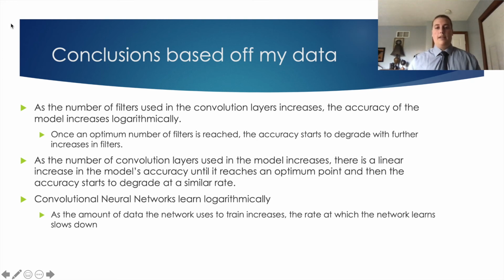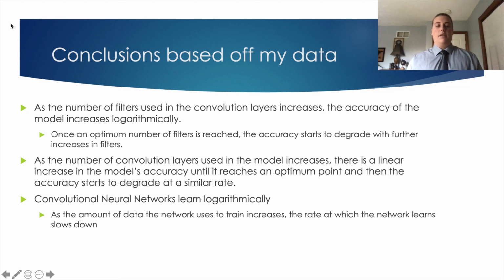So the conclusions that I made based on my data was that as the number of filters used in the convolutional layer increases, the accuracy of the model also increases logarithmically, but you reach an optimum number at some point, and after that's reached, the accuracy degrades as you increase the filters further. And then as you increase the number of convolutional layers, there's a linear increase in the model's accuracy, but once you reach an optimum point with that, the accuracy starts to degrade at a similar slope as when it was increasing.